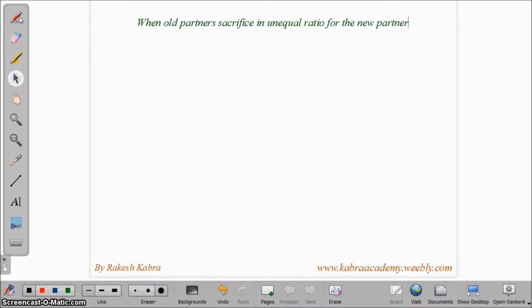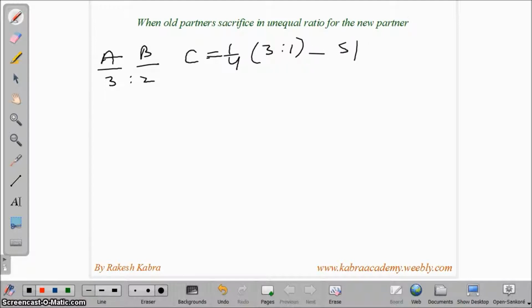Let's take one example. Suppose there are two partners A and B, and their profit sharing ratio is 3:2, and they admitted Mr. C as a new partner for 1/4 share in firm's profits, and C got this 1/4 share from A and B in 3:1 ratio. So this is the sacrifice ratio. So C got this share from A and B in unequal ratio, that is 3:1.